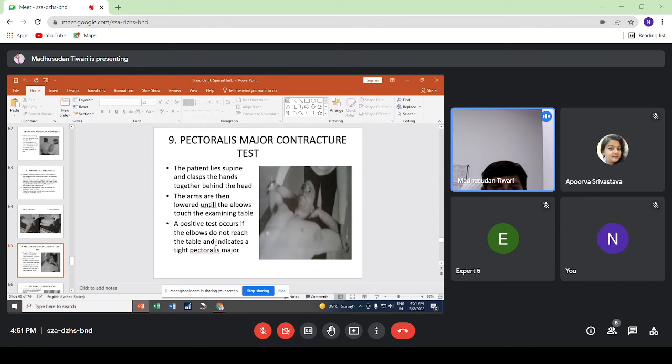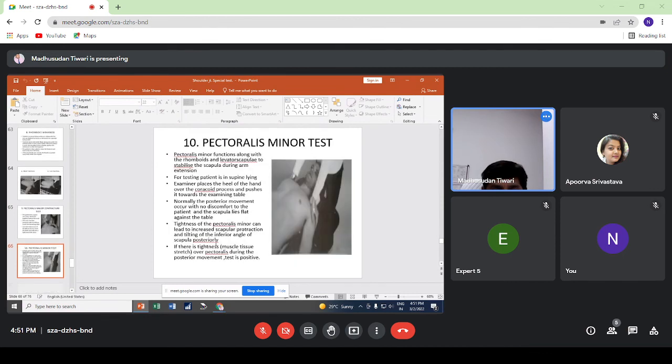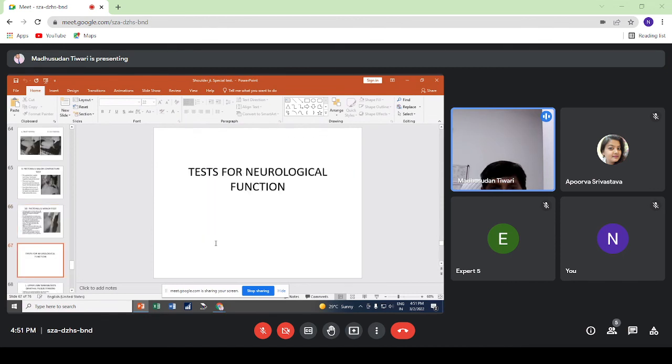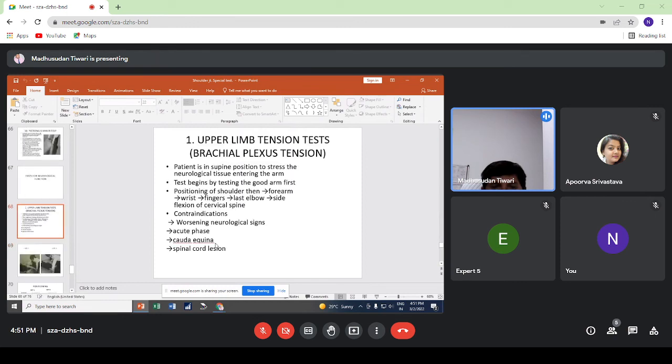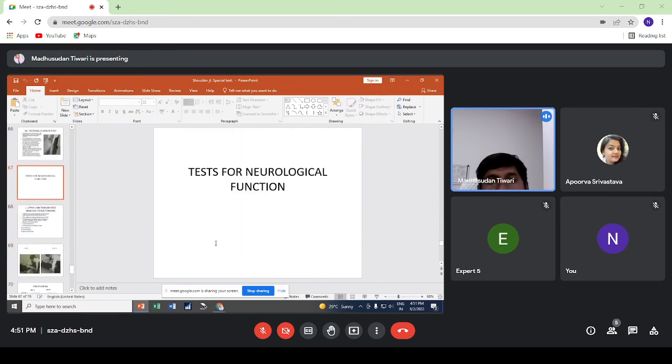You can also test the pectoralis major contraction muscle. Pectoralis minor test. Test for neurological sign: upper limb tension test.